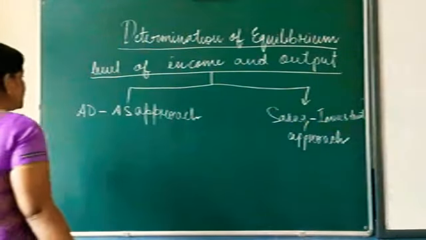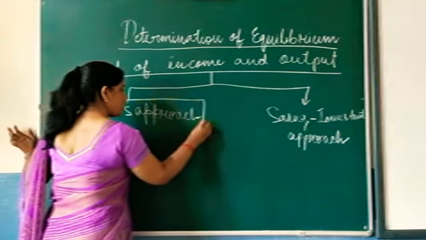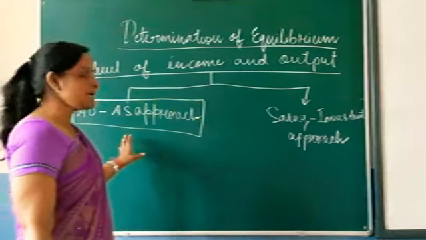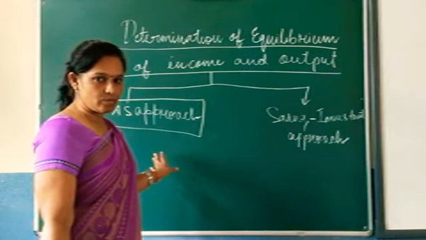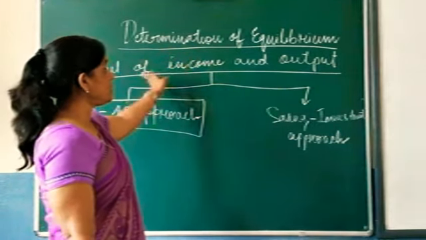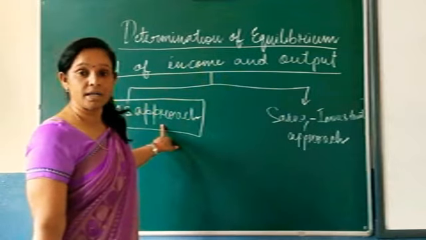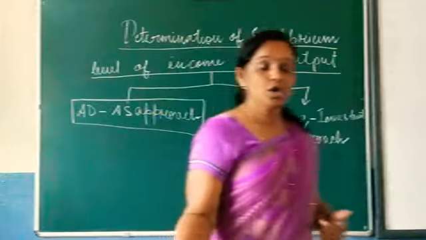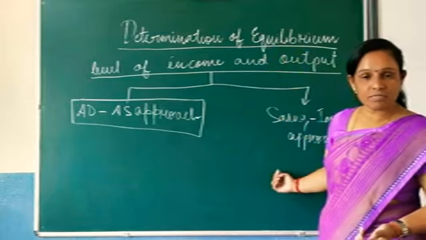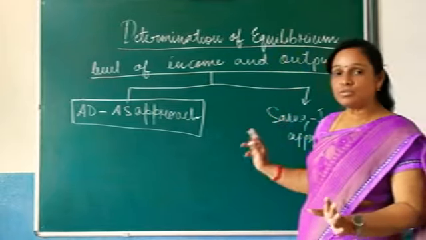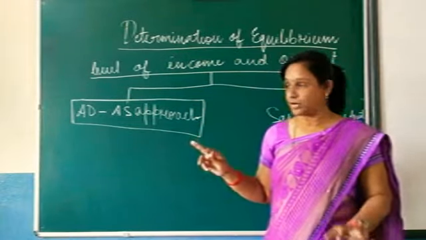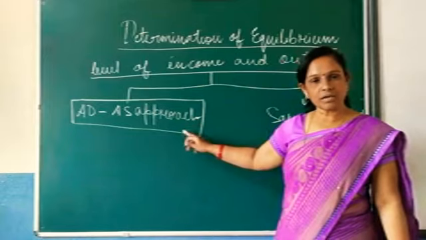Now today I am going to start your aggregate demand, aggregate supply approach. Aggregate demand and aggregate supply approach I am going to explain. So the question will be, explain how we determine equilibrium level of income and output through aggregate demand, aggregate supply approach. Or you will get the question like how we determine the equilibrium level of income and output through saving investment approach. Out of these two methods, you get one method in your exam and in 6 marks, children.